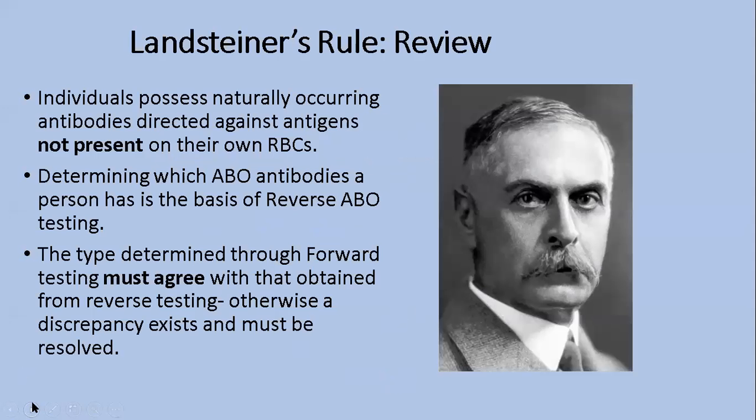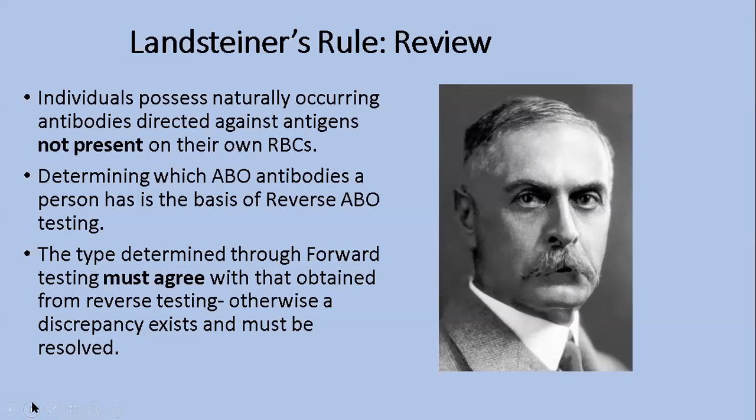Before we get into that, this picture should look familiar. I just wanted to take a couple minutes and review Landsteiner's rule. It's very relevant to ABO reverse typing. Remember, Carl Landsteiner discovered that individuals possess naturally occurring antibodies which are directed against antigens that are not present, that they lack, on their own red blood cells. Determining which ABO antibodies a person has is the basis of the reverse ABO testing, which we're going to be talking about today.